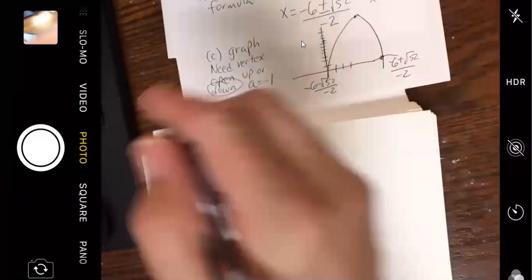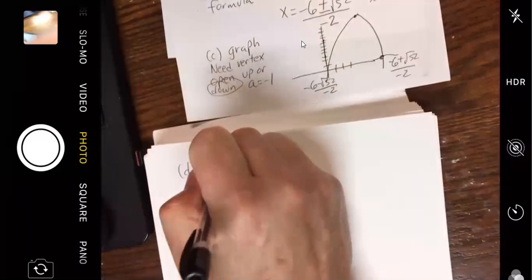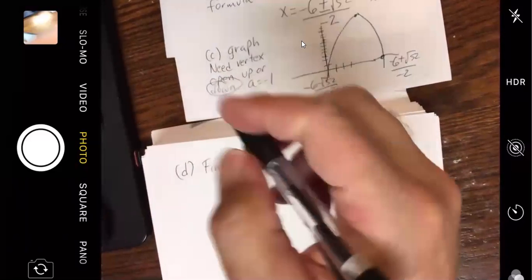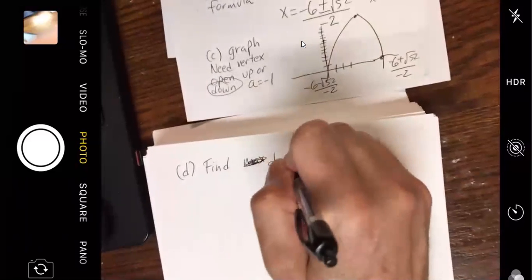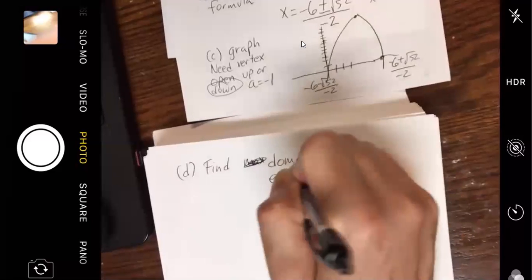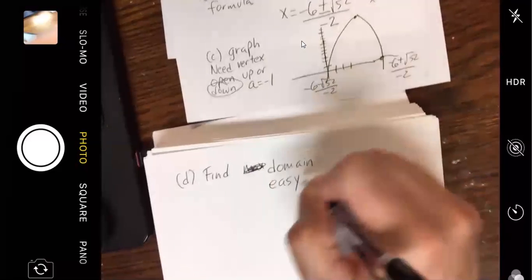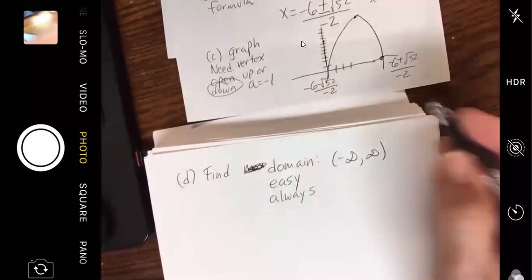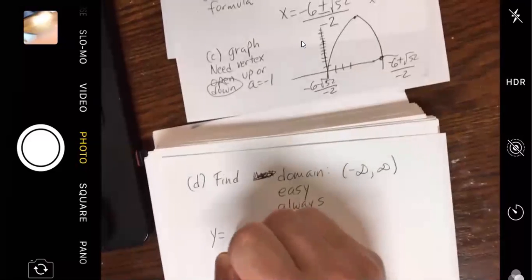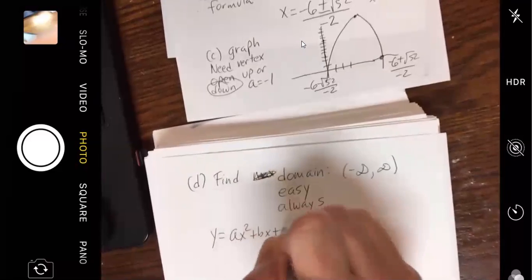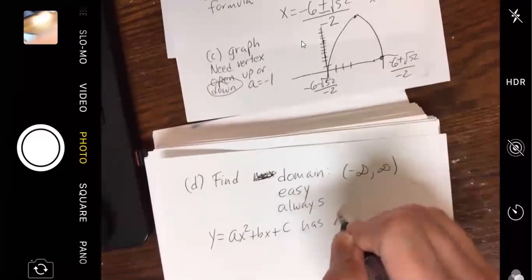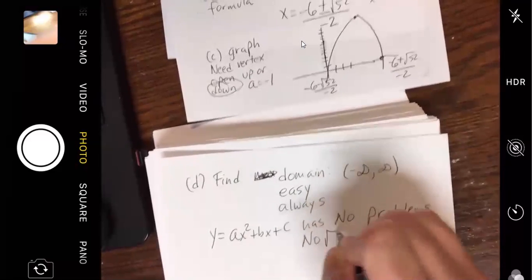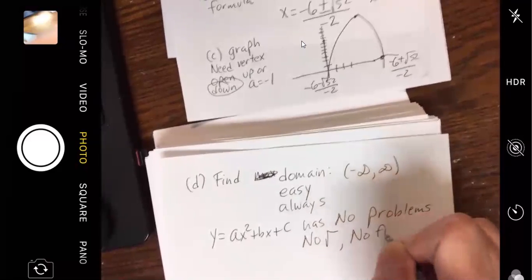All right, D, find domain and range. This is easy, easiest, always: negative infinity to infinity. Y equals ax squared plus bx plus c has no problems, no square root, no fractions.